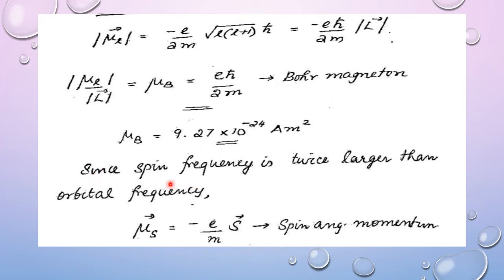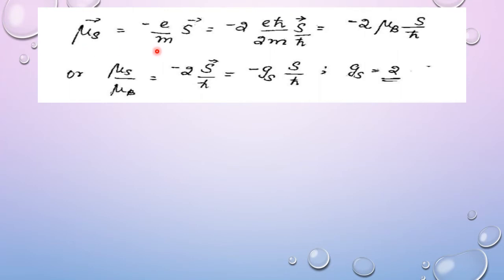Now, since the spin frequency is twice larger than the orbital frequency, mu s is equal to minus e by m into S, where S is the spin angular momentum. So mu s is twice that of mu L. Therefore mu s is equal to minus e by m into S. On substituting such terms, in terms of mu B, it is equal to minus 2 mu B S by h cross, or mu s by mu B is equal to minus 2 into S by h cross.